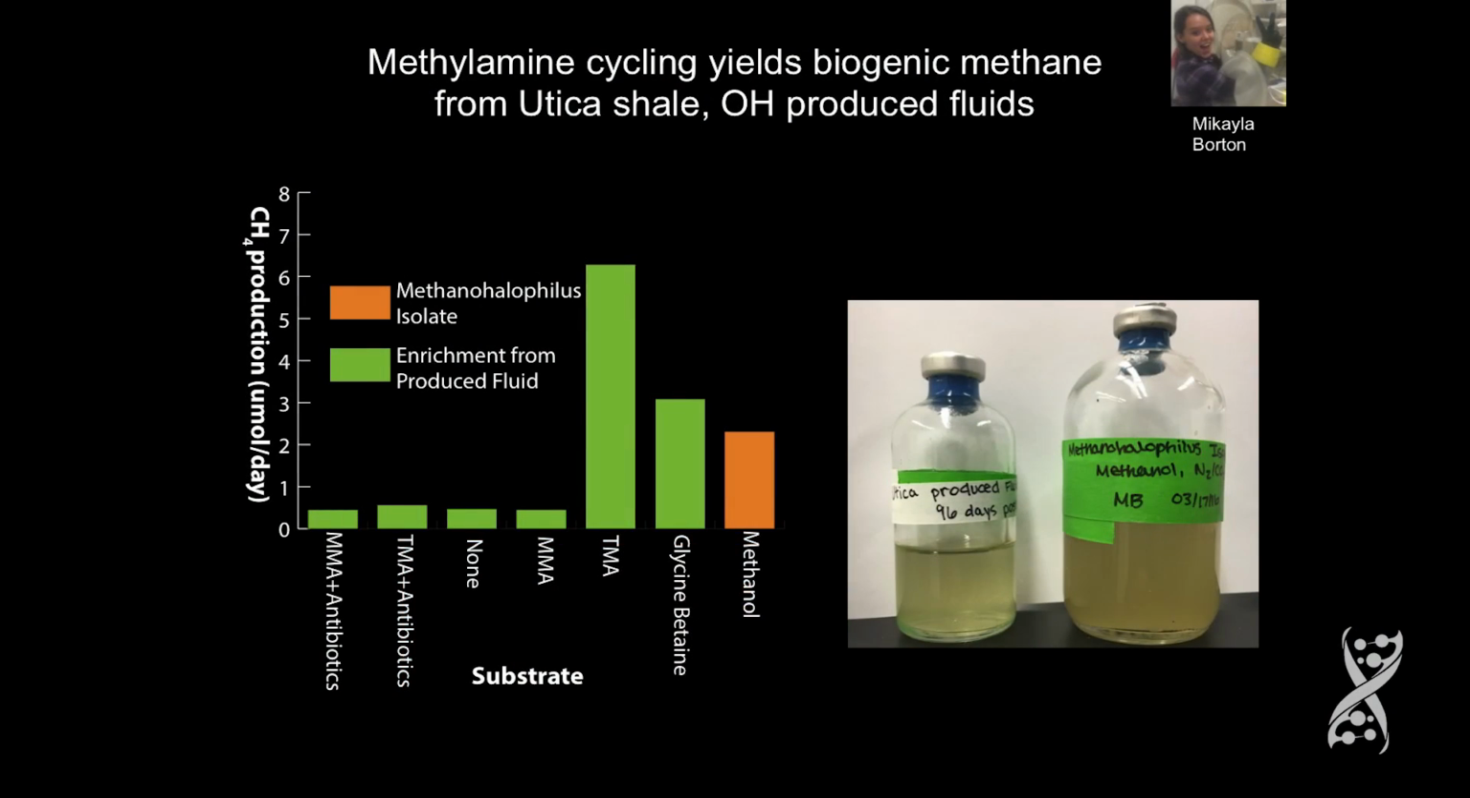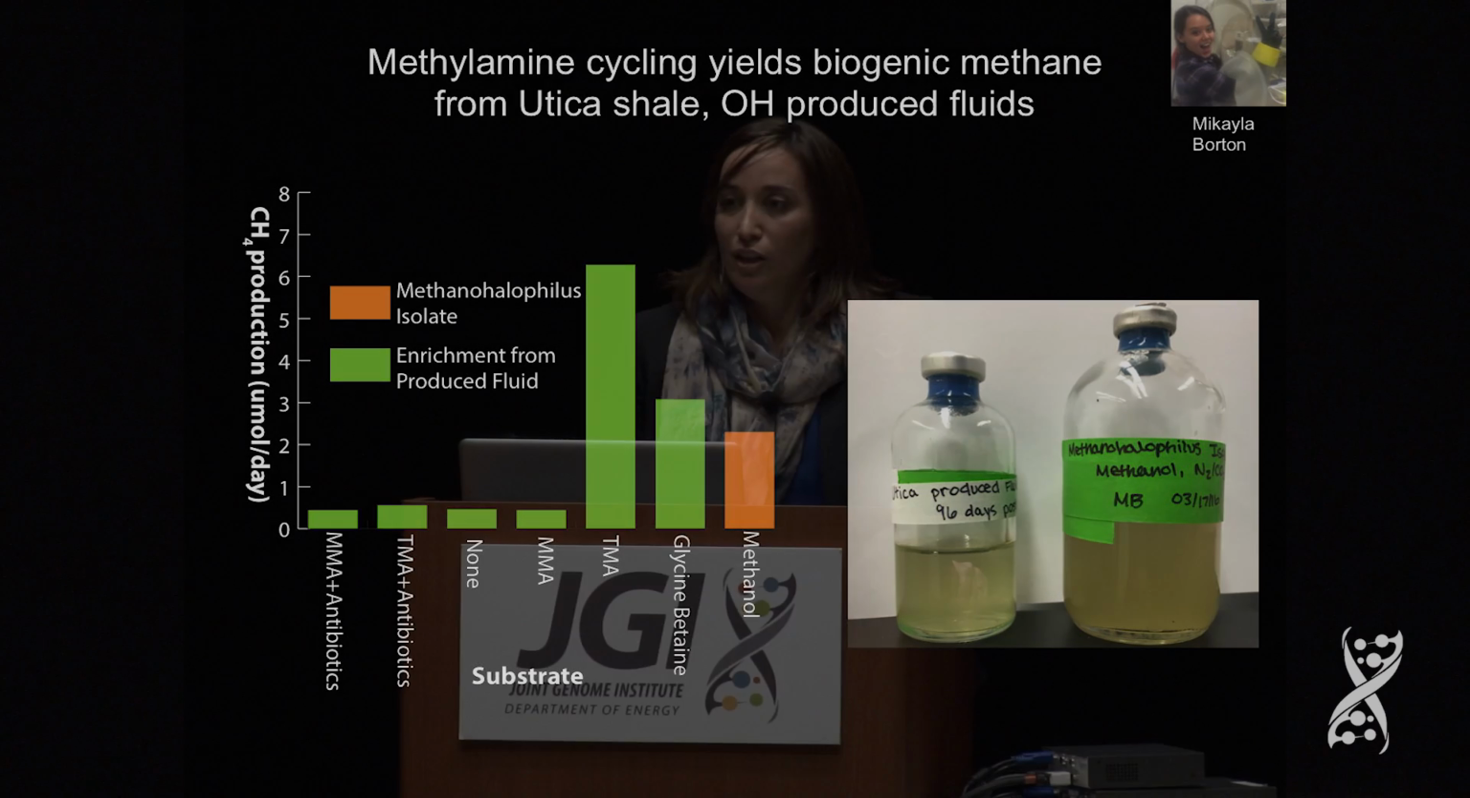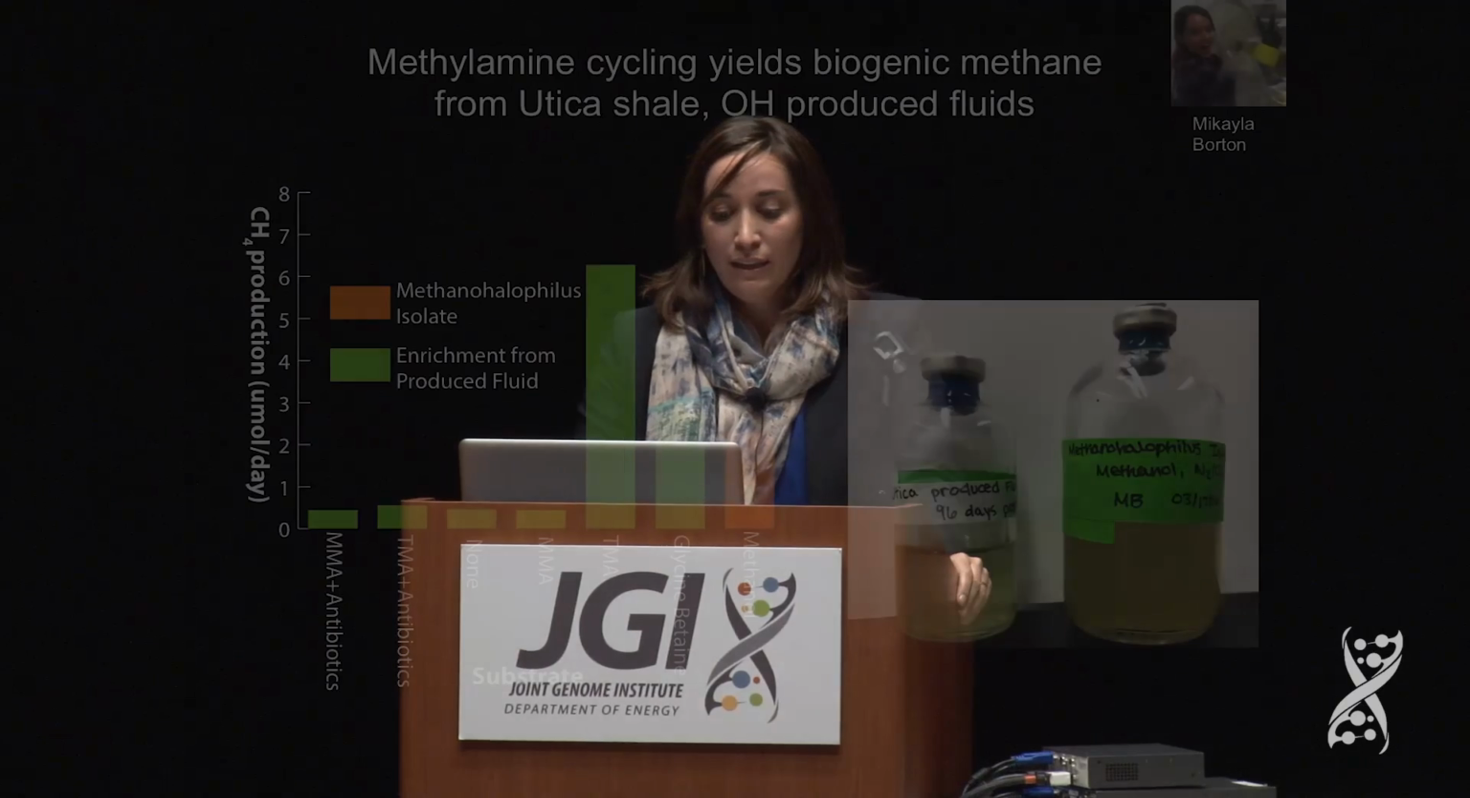So again, we just took this back to the lab. This is another Utica sample. It turns out we have Fracibacter in isolation, but we're having a really difficult time getting it to grow well alone. And so we said, okay, let's just go back to the drawing board. Let's just take fracture fluids or produced fluids and add these substrates and see if we can drive methanogenesis this way. And this is what you'll see.